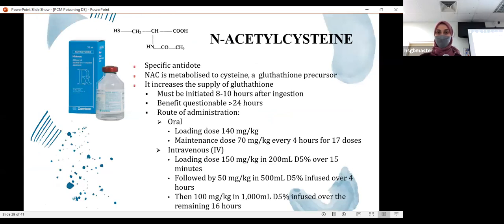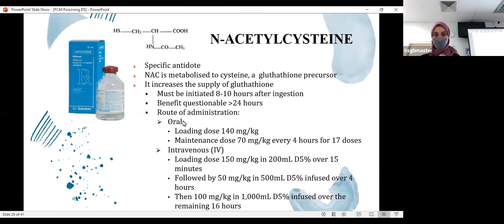Alright, so now we move on to N-acetylcysteine. It's a specific antidote. It is metabolized into cysteine, which is a glutathione precursor. It increases the supply of glutathione. It must be initiated 8 to 10 hours after ingestion. The benefit is questionable if it is administered after 24 hours of ingestion.